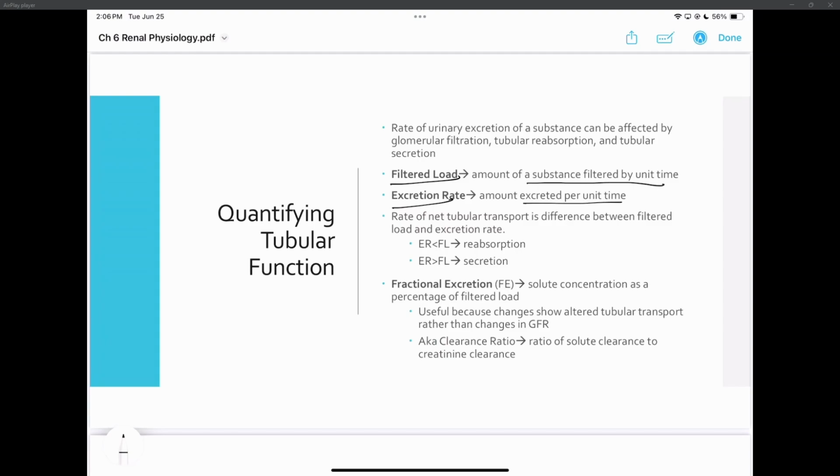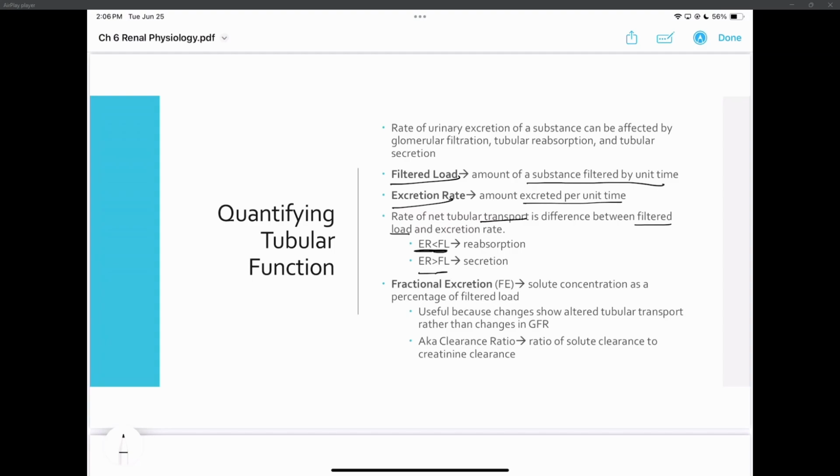So the rate of net tubular transport is the difference between what's filtered, what's dumped into the solution, and what actually winds up in the urine. If the excretion rate is less than the filtered load, then we have reabsorption, because the excreted rate is less than what was filtered. So we had to have reabsorbed it because it didn't come out in the urine. If the excretion rate is greater than the filtered load, that means we had to add more stuff into it outside of the Bowman's capsule.